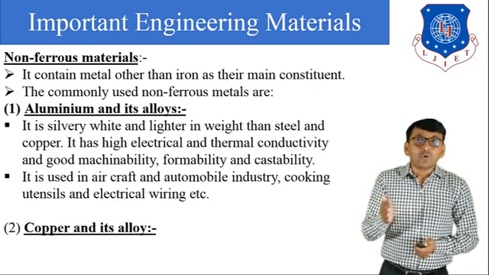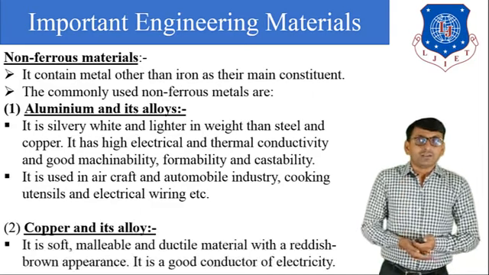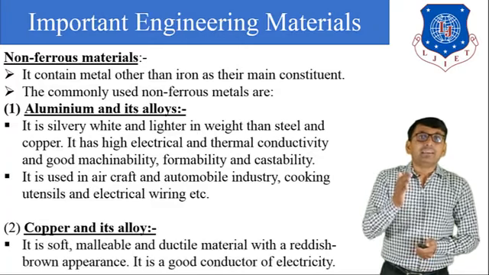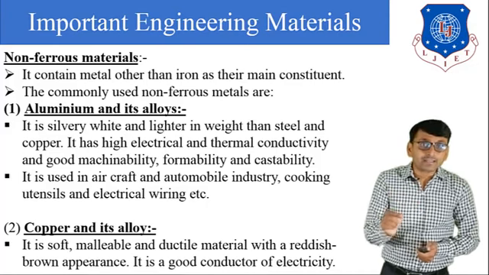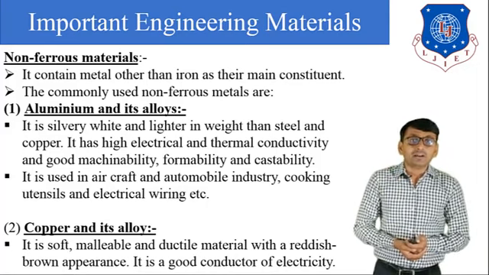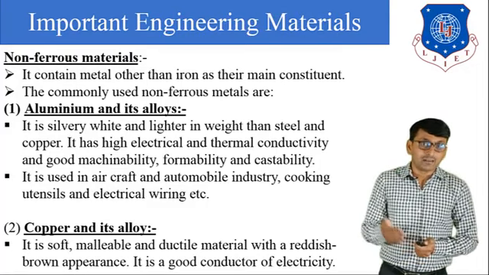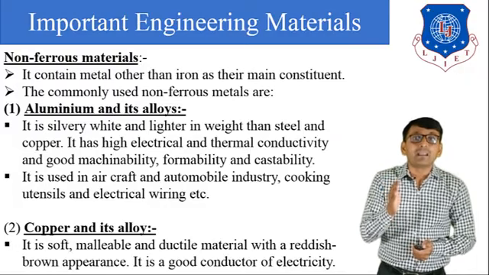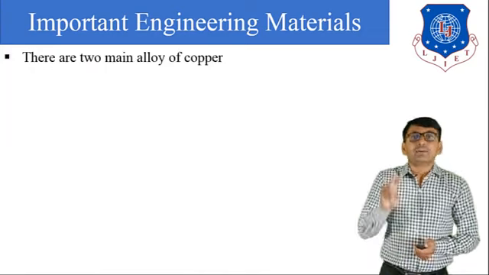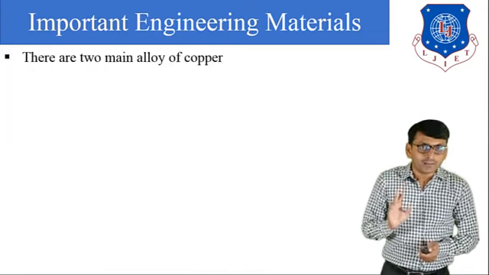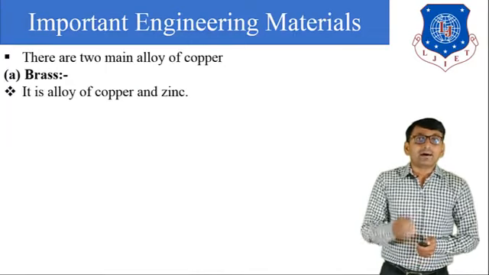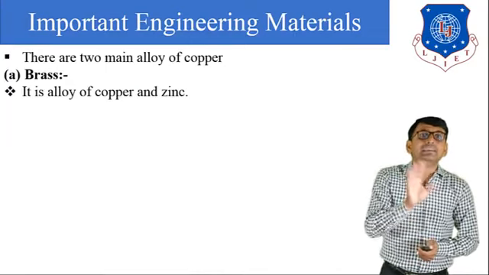Then we discuss copper and its alloys. It is a soft, malleable and ductile material with a reddish brown color. It is a good conductor of electricity. Now there are two types of alloy of copper. First one is brass. It is the alloy of copper and zinc.